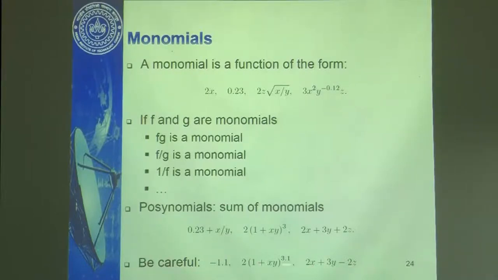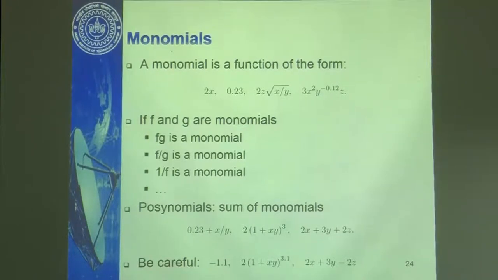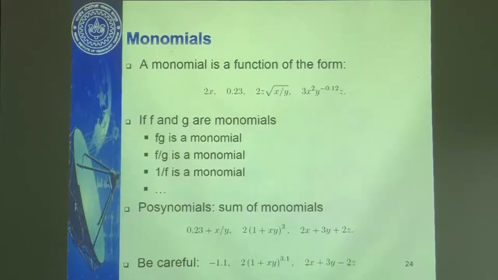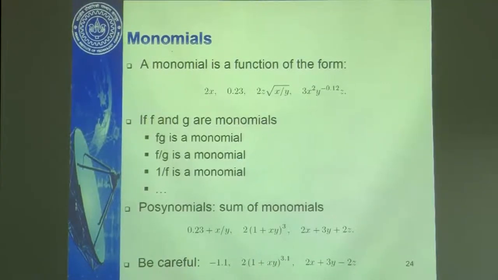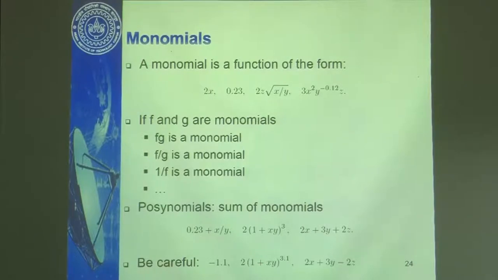You have to be careful about this kind of terms. Minus 1.1 is not a monomial because the minus sign is there. 1 plus xy raised to power 3.1 is also not a monomial, right? Because it's not a sum of posinomials. It's not some variable raised to power something. 1 plus is there inside.